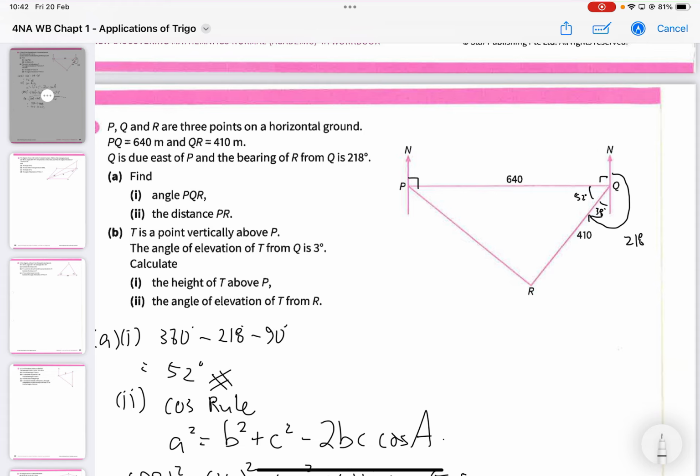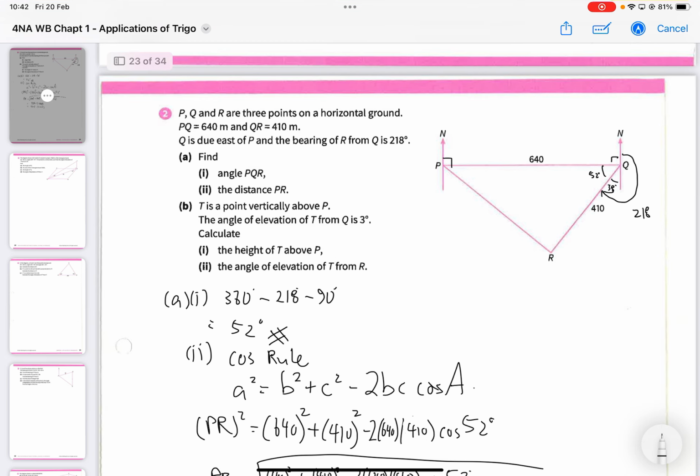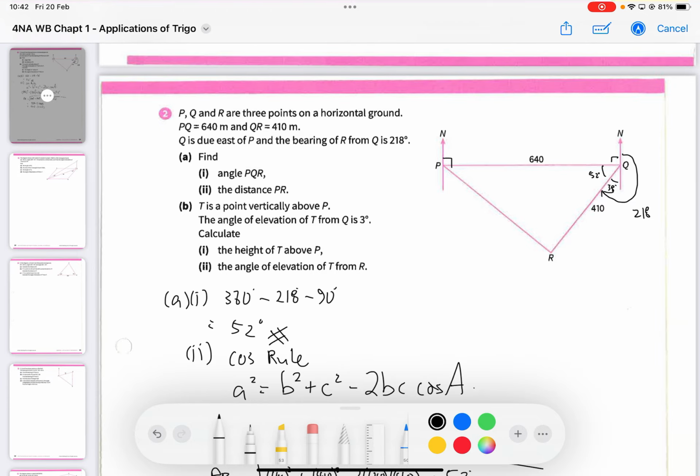Calculate the angle of elevation of T from Q is 3 degrees. Meaning, if I redraw this part that they are talking about, my P is here, my Q is here. Just now I was looking at a top view. Now I am looking at a side view like that. If my view is like that, P is here, Q is here, they are on the ground.